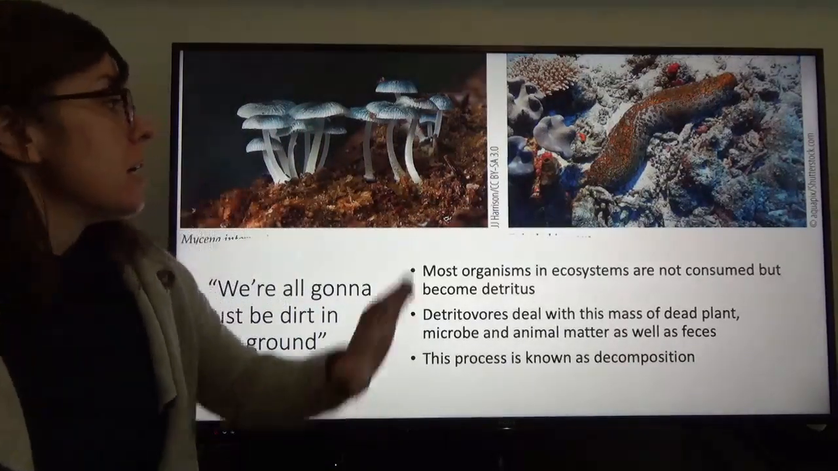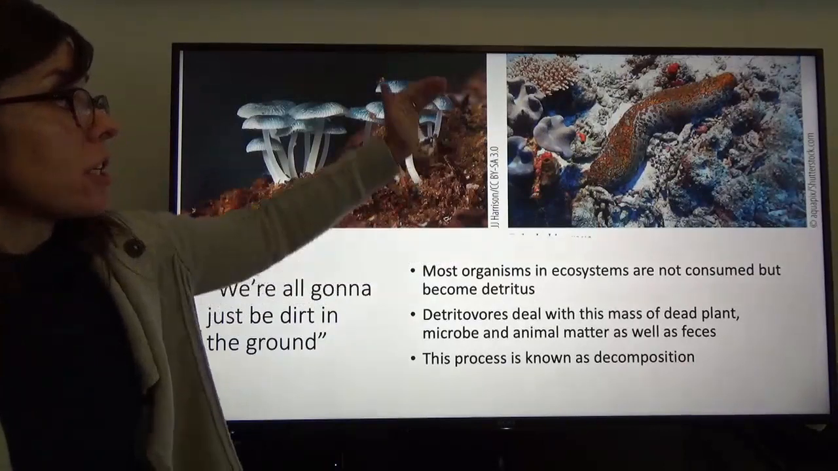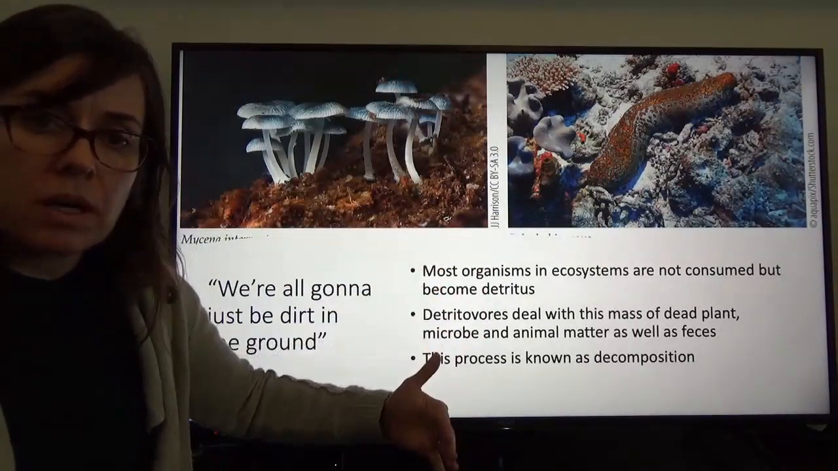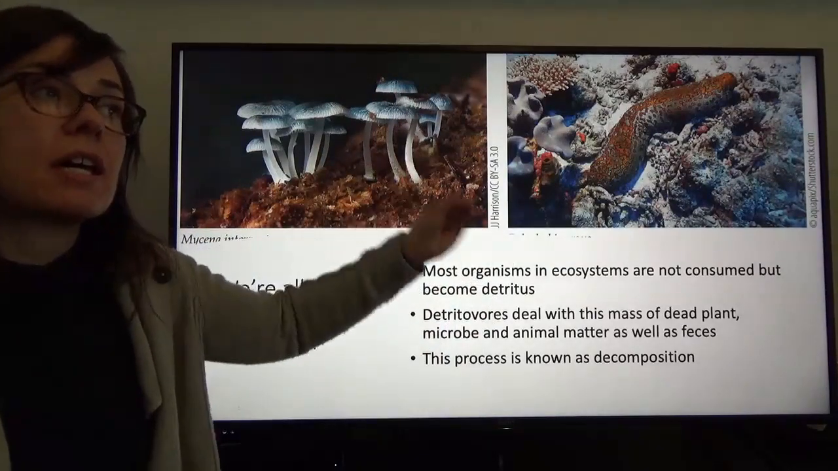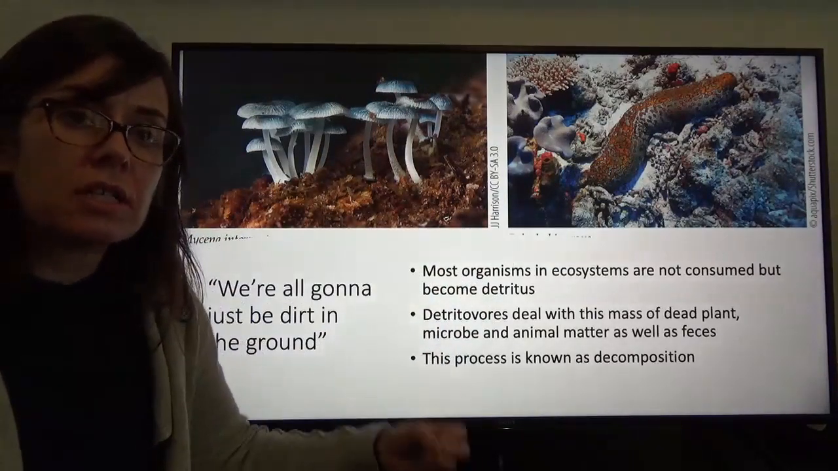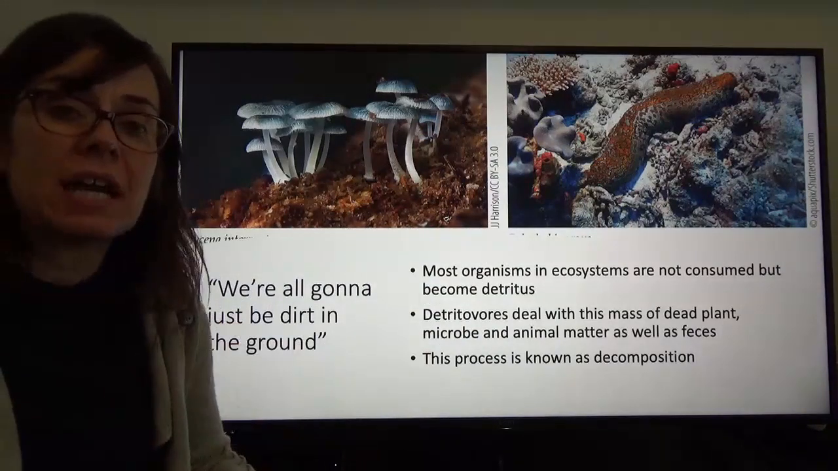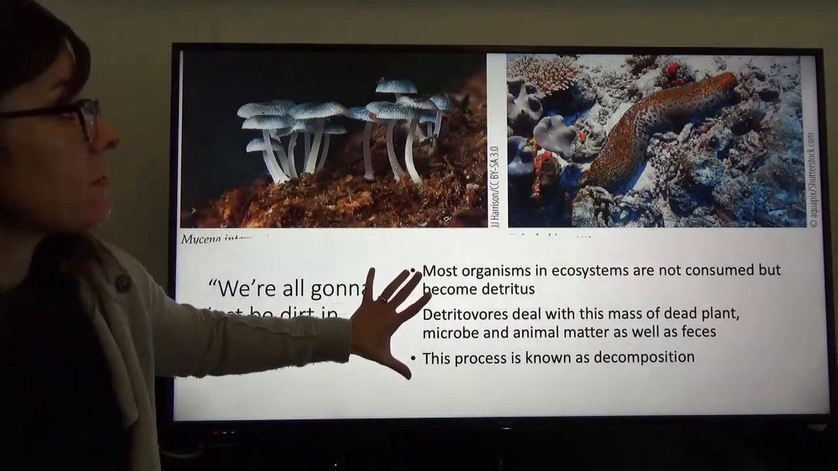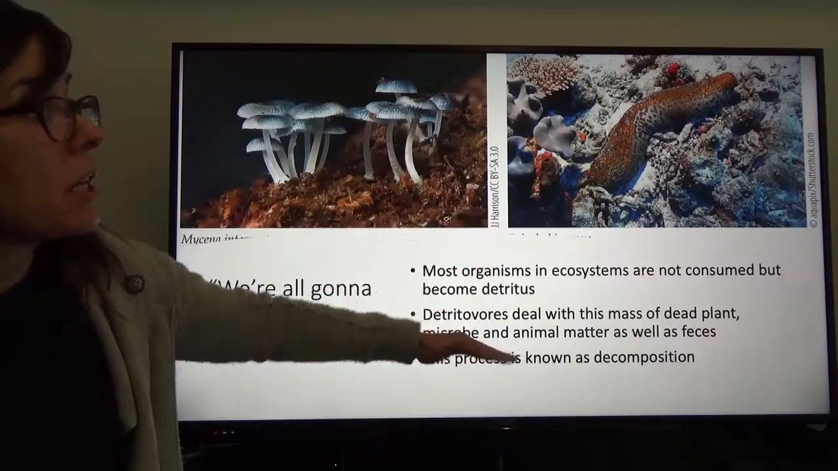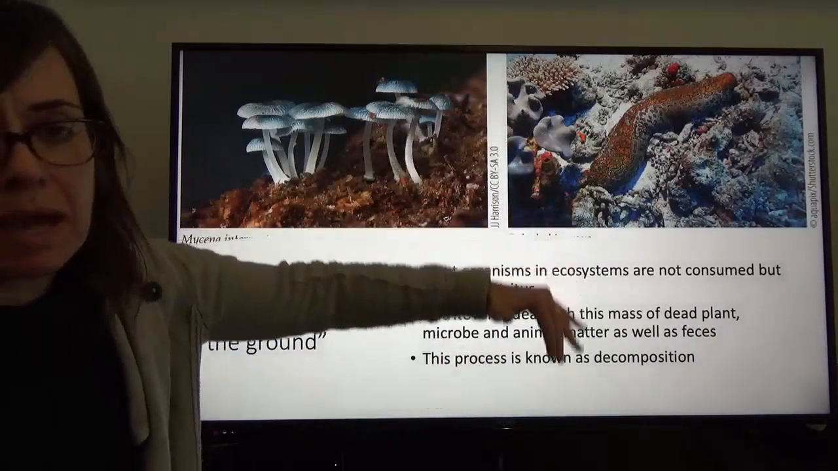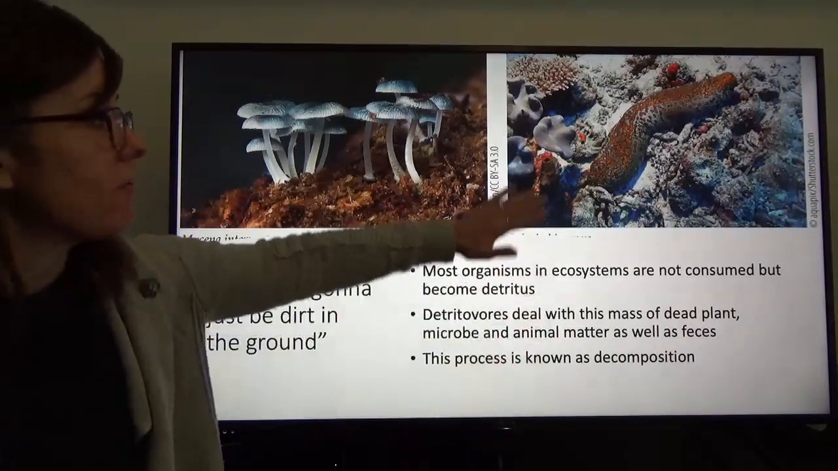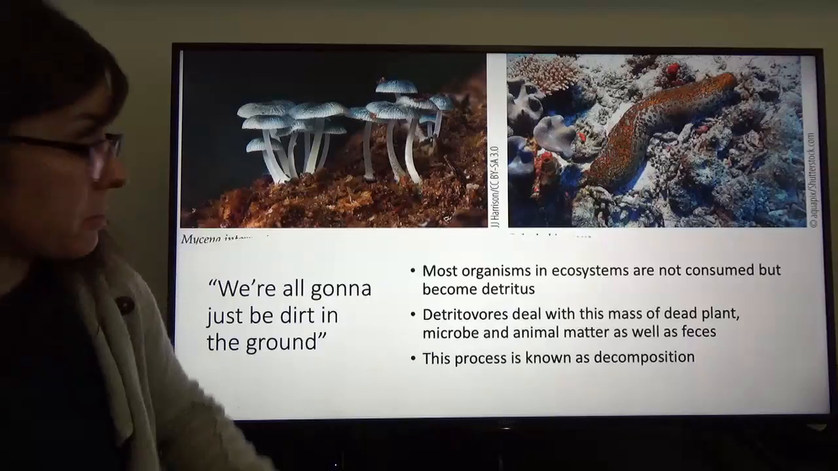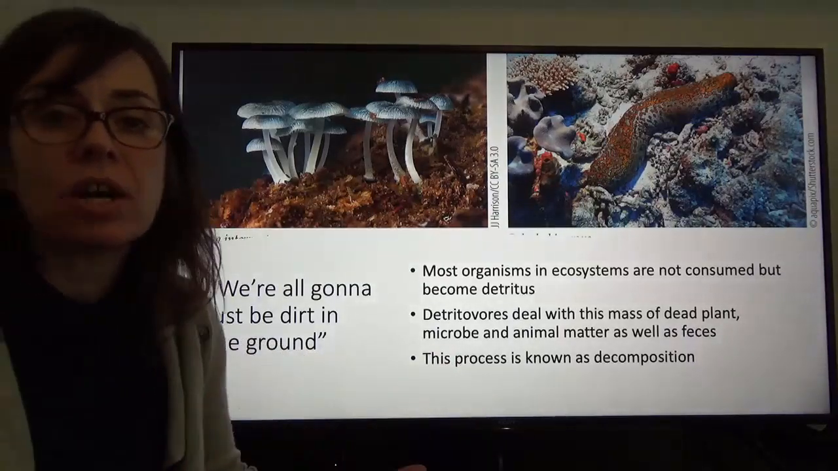Okay, so a huge amount of energy is not consumed across trophic levels and is returned as detritus and requires breaking down in order to become available again for uptake by autotrophs. And so there's this massive amount of energy that moves through living organisms and is returned to living organisms via detritivores. So they play a really critical role in these ecosystems. And again, this process is known as decomposition.